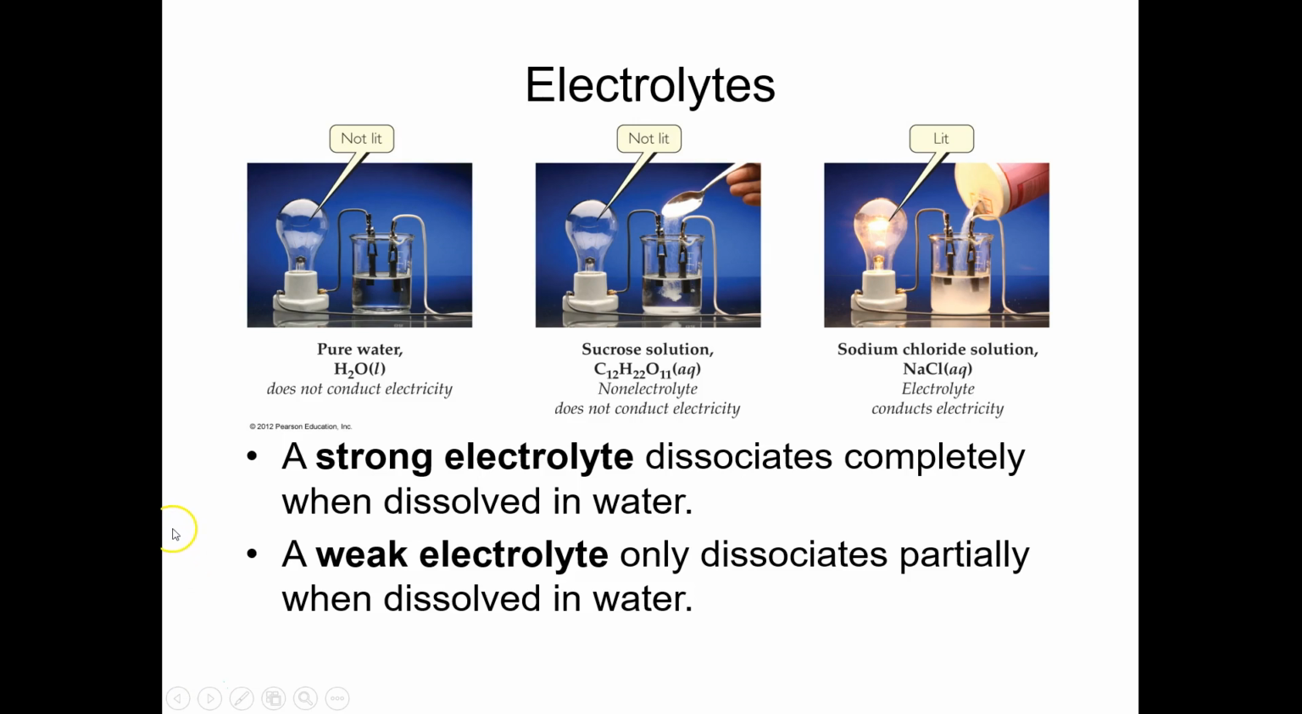Okay, that's enough of that video. Here's just kind of an image from your textbook that shows the same thing that last gentleman was doing. If you try and light the light bulb with pure water, you don't get conductivity. If you try it with sucrose, it doesn't conduct electricity, but if you do it with sodium chloride, it does. Again, here's this distinction between a strong electrolyte and a weak. A strong electrolyte is something that dissociates or ionizes completely when you dissolve it in water. A weak electrolyte is going to be something that only dissociates or ionizes a little bit when you dissolve it in water.